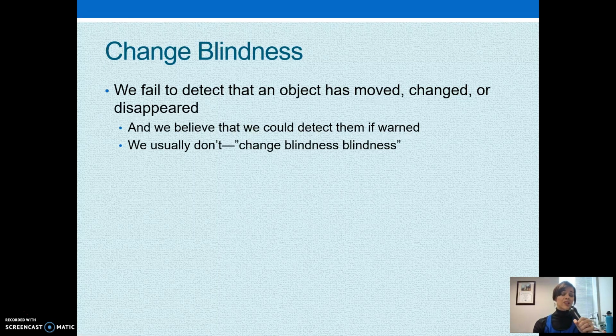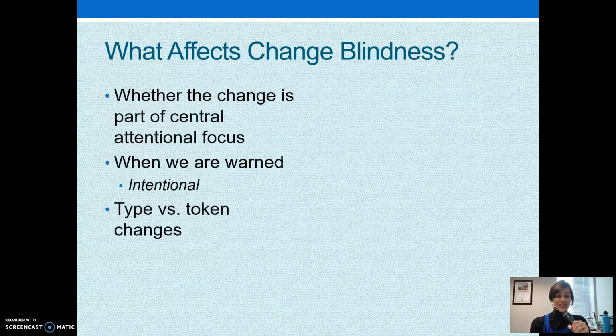So change blindness occurs when we fail to detect that an object has moved, changed, or disappeared in some sort of way. And what's especially interesting about this is we have what is called change blindness. We think that if something changed, we'd be able to notice it, and that's especially true if we're warned, but we usually don't. Things change, and even when we're told, we don't notice it.